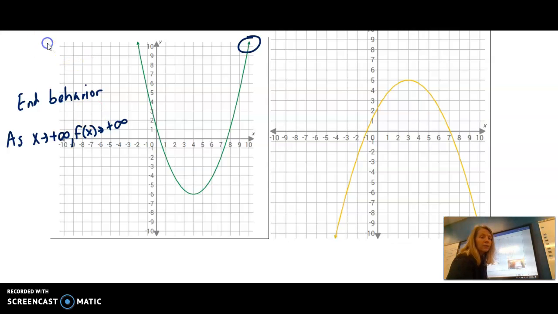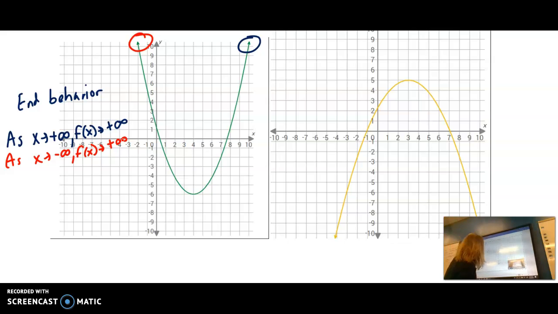Okay, so I described the right one. Now let's go ahead and describe the left one. So as x goes to negative infinity, f of x goes to, well, again, this says to look at my left arrow. My left arrow is over here, and notice it is going up to positive infinity. And there we go.